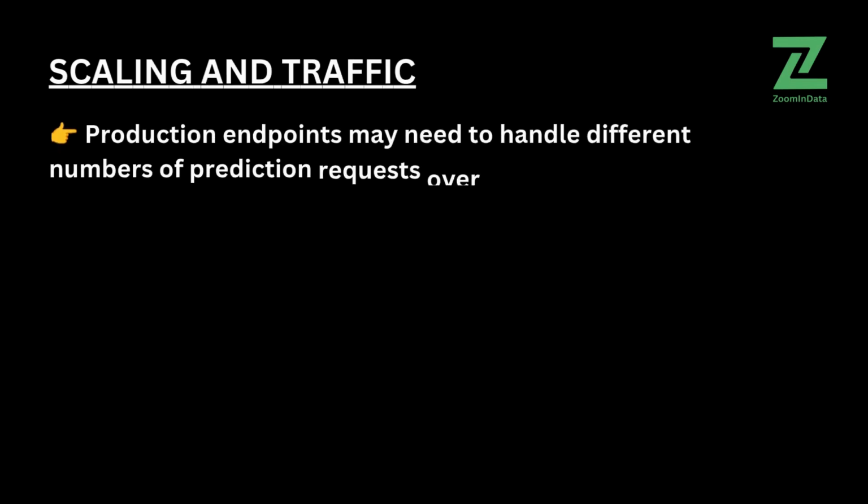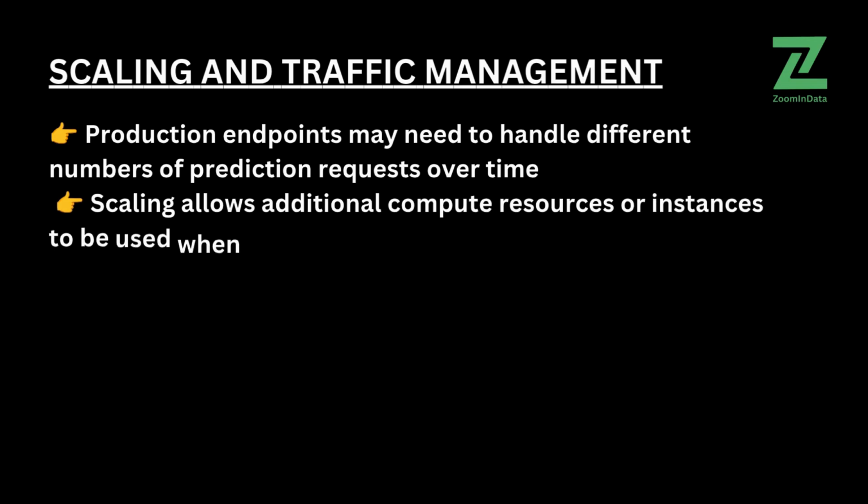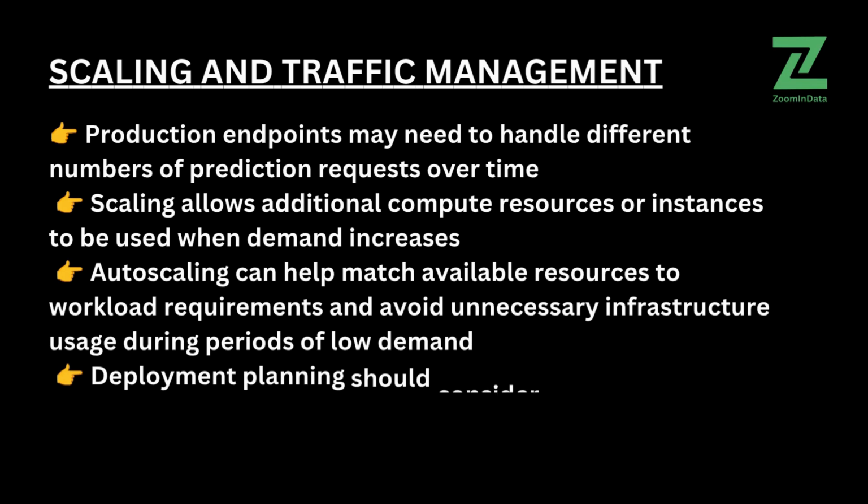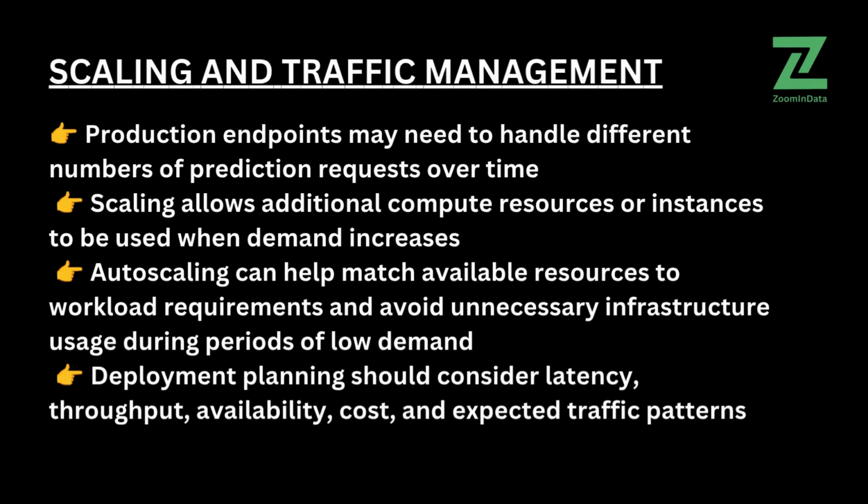Production endpoints may need to handle different numbers of prediction requests over time. Scaling allows additional compute resources or instances to be used when demand increases. Autoscaling can help match available resources to workload requirements and avoid unnecessary infrastructure usage during periods of low demand. Deployment planning should consider latency, throughput, availability, cost, and expected traffic patterns.